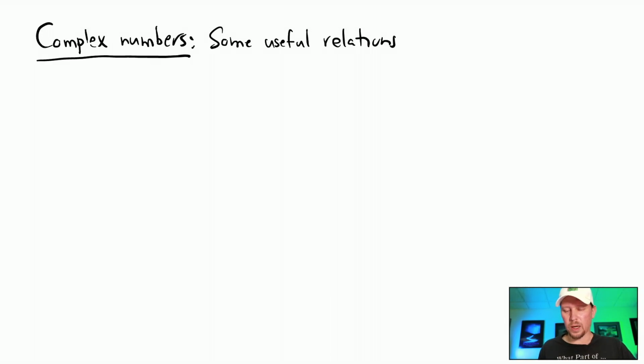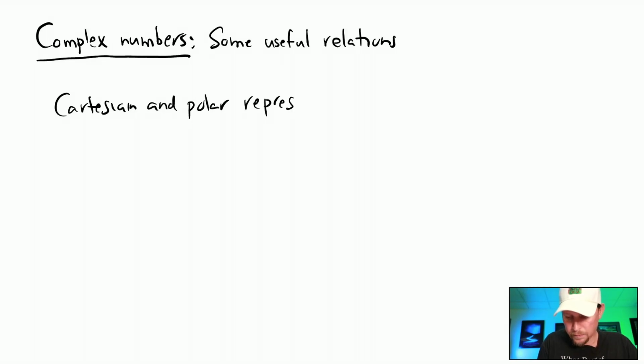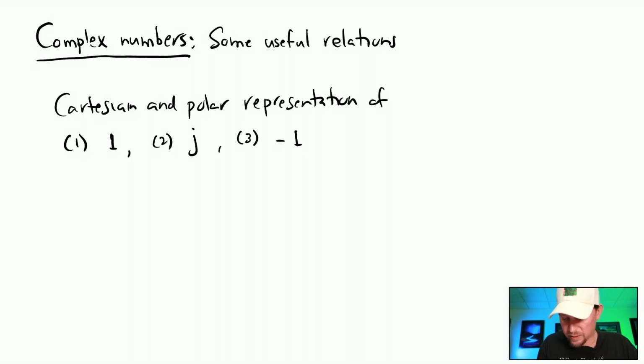And in particular, what I really want to take a look at is the Cartesian and polar representation of four numbers. The first is the number 1. The next is the number j. The next is the number -1. And the last is the number -j, like this.